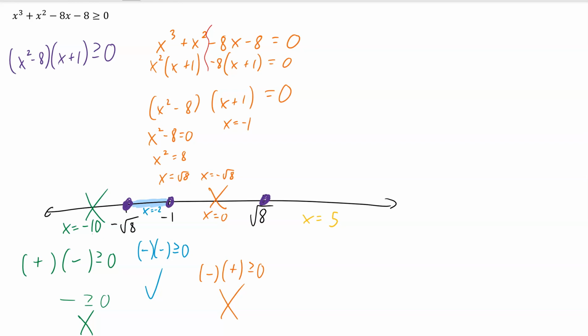x equals 5. This whole region had an election. They elected x equals 5 to be its representative. Let's see how it does. If I plug a 5 into the first parenthesis, I get 25 minus 8. Definitely positive. If I plug a 5 into the second one, 5 plus 1, we're only getting more positive. Is that greater than or equal to 0? Yeah, it is.